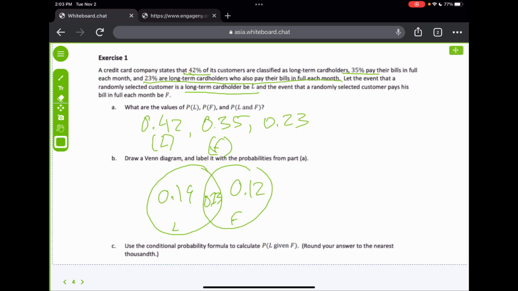Well, L only was 0.19 and F only was 0.12, but here's the intersection right here. So we're going to plug in 23 hundredths over the probability of F. Your given is what goes in the denominator. So you're going to say 0.35. And that's going to be approximately 0.657. That's the probability of L given F.